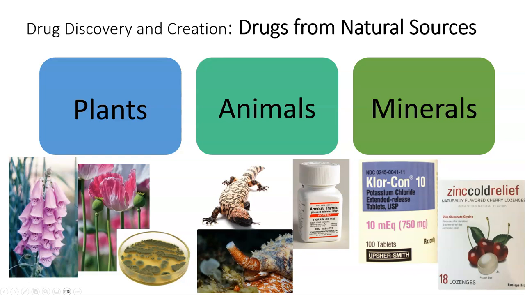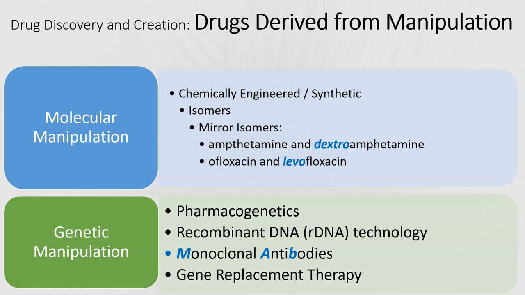Now, those were the main ways that we made medicines in the past. We still do today from some of those, but where we are today is with drugs that are derived from manipulation. So it's either going to be molecular manipulation or genetic manipulation. In molecular manipulation, we're going to change the chemical molecule of the drug. We can do this now with computer-aided design. In the old days, they had to do experiments, but now we've got computers that can alter it for us.